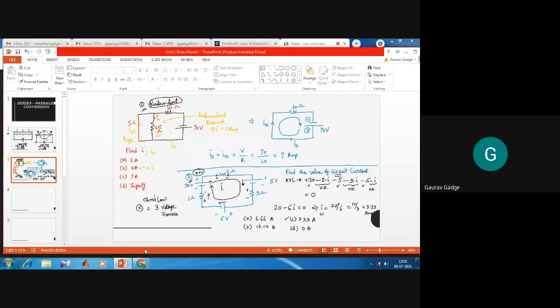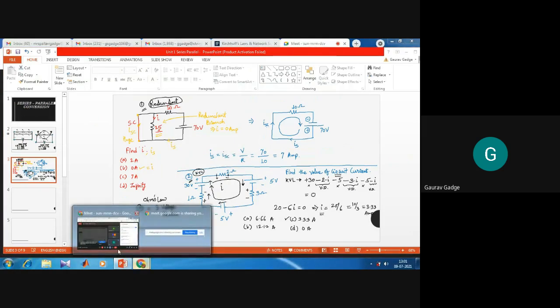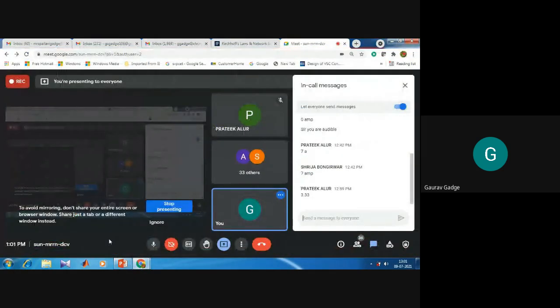Is there any question related to this numerical? Yes, Pratik Allur, it is correctly written, it is 3.33 ampere.